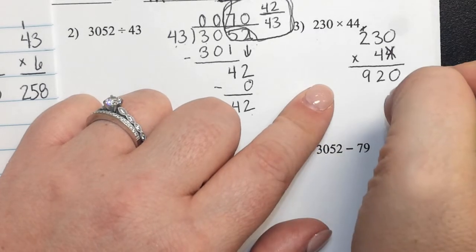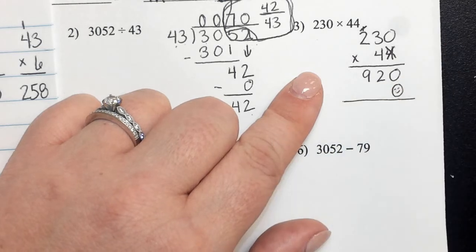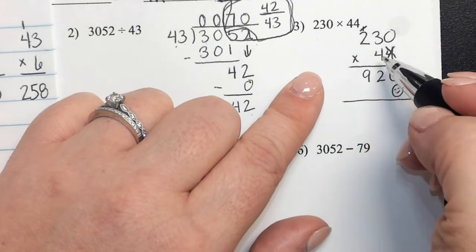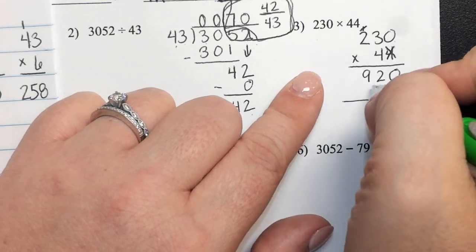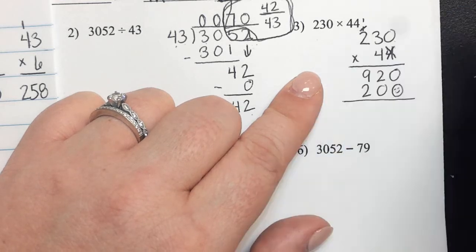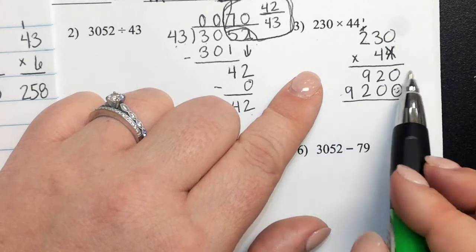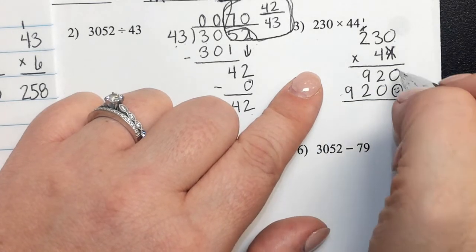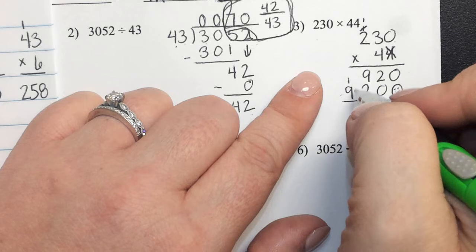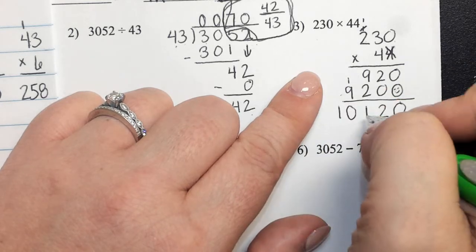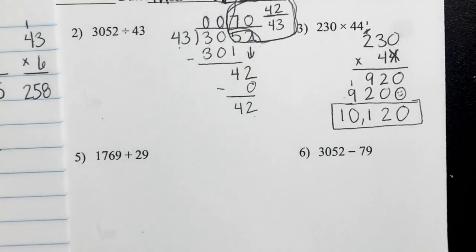Remember, I need to put a 0 as a placeholder and put a little smiley face there. So I know that is my placeholder, not an actual 0. All right, so now we're going to do 4 times 0, which is 0. 4 times 3 is going to give me 12. So I'm going to write my 2, carry my 1 again. 4 times 2 is 8, plus the 1 is 9. These numbers should match since they were the same number that we were multiplying. 0 and 0. 2 and 0 is 2. 9 and 2 is 11. Carry the 1. And then 1 and 9 is 10. So I got 10,120. If you've already done number 3, make sure you go back and check it.